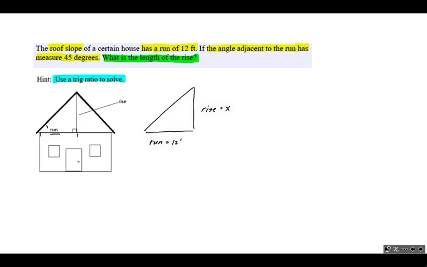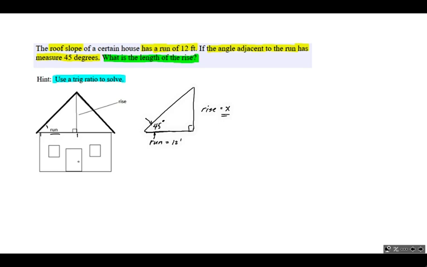We do know that the angle adjacent to the run, and so let's see, which angle is that? Well, this angle is given as 90 degrees, right? That's a right triangle. So adjacent means touching or next to. So if this is our run, then this angle right here has to be our angle adjacent to the run, and that's given as 45 degrees. So now we're going to use a trig ratio to solve, and we're going to solve for rise, or x.